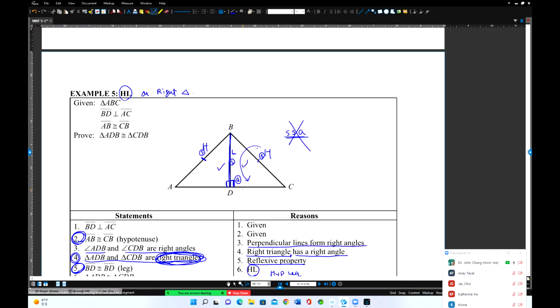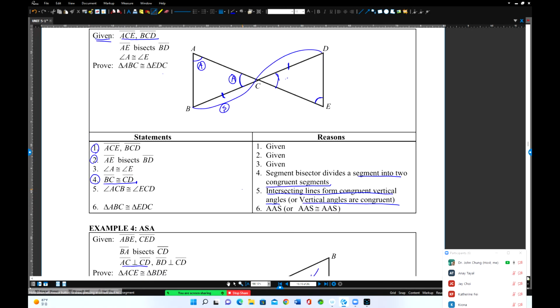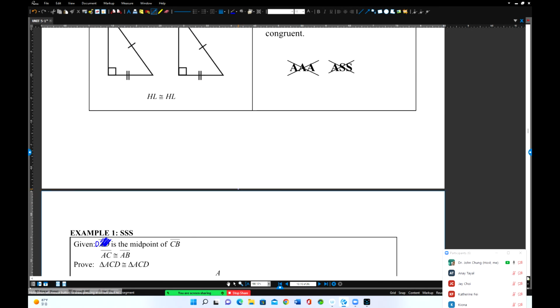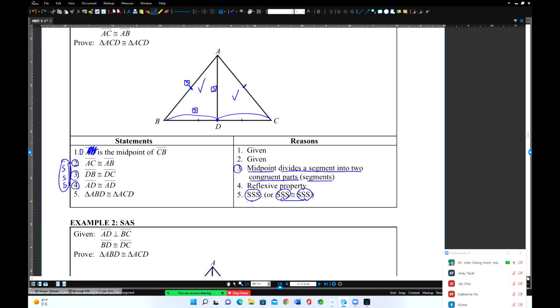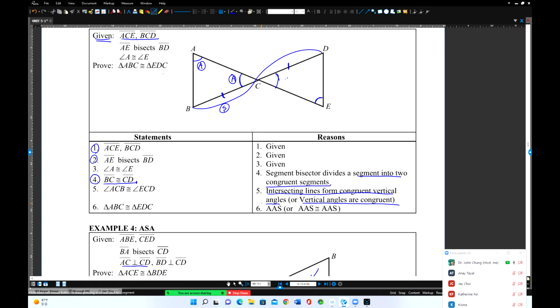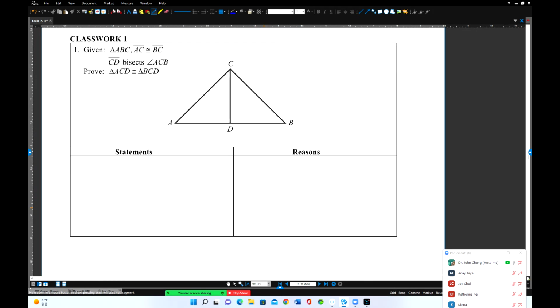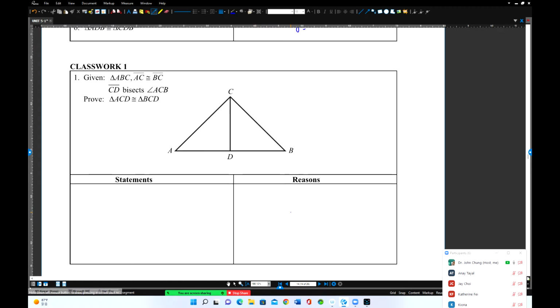Okay, there are 5 examples there. You have to memorize, okay? Example 4, 3, 2, 1. Those are the 5 methods to prove congruent triangles. Okay, this is the classwork. We work together over here, okay?